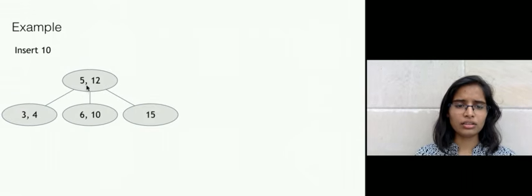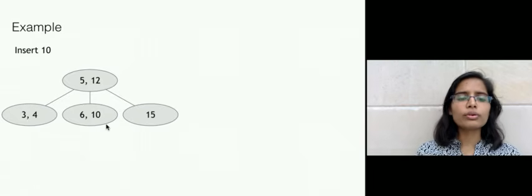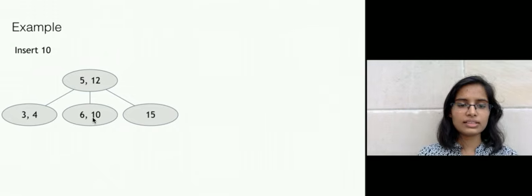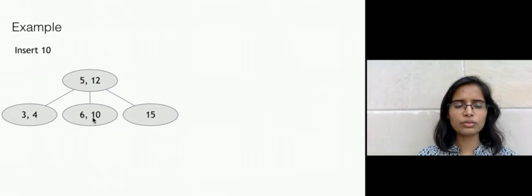Inserting 10, we look at the value 5, 10 is greater than 5, move to 12, 10 is less than 12. So it will surely lie between these two values. We move down the subtree, we see there's just one value, so we add 10 to it. Now this node has two values, we are allowed to have two values, so we let it be, and we see that all the properties are satisfied. This is the 2-4 tree that we obtain on inserting 10.